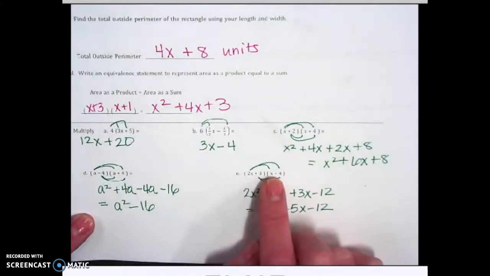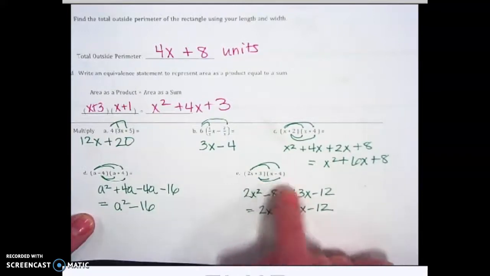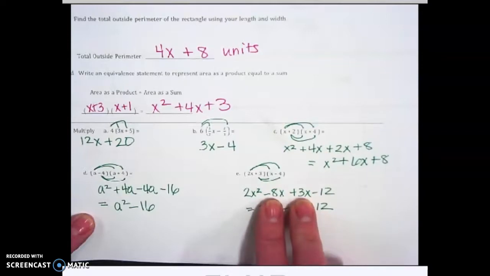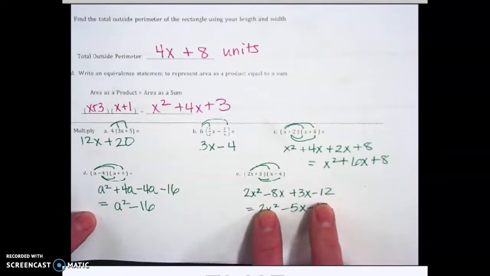Part E, 2x times x is 2x squared. 2x times negative 4 is negative 8x. 3 times x is 3x. And 3 times negative 4 is negative 12. These two middle terms combine to get negative 5x, and the other two terms stay the same. Turn over to page 2.